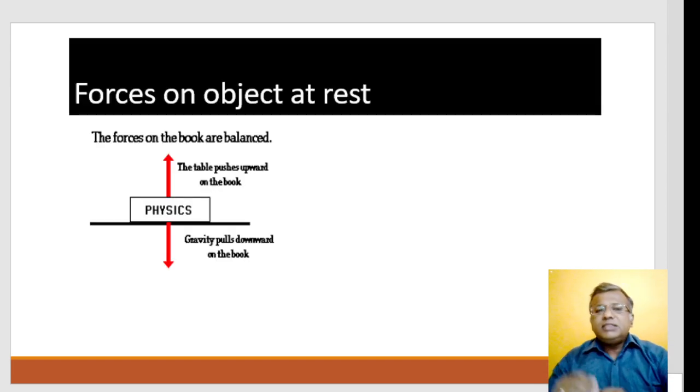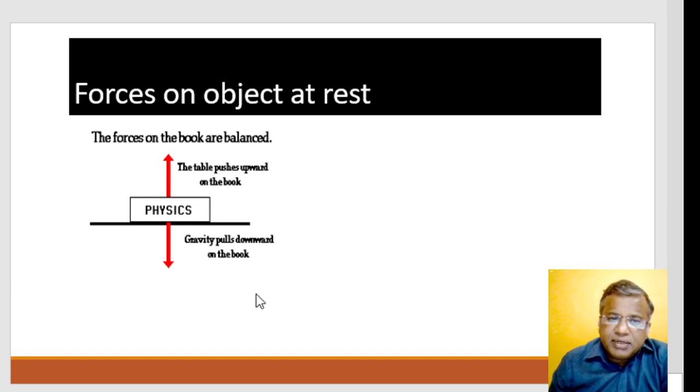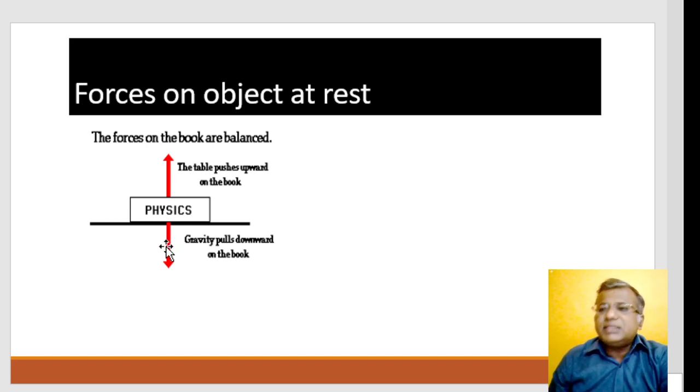As I was telling, net force should be zero. Just we'll take an example of this book which is kept on the table. When a book is kept on a table, there is a force of gravity which is pushing it downwards, and there is a reaction which is pushing it upwards, and both are equal. So as both are equal, the net force is zero. And because the net force is zero, the object is basically at rest. So here it's not that no forces are acting.